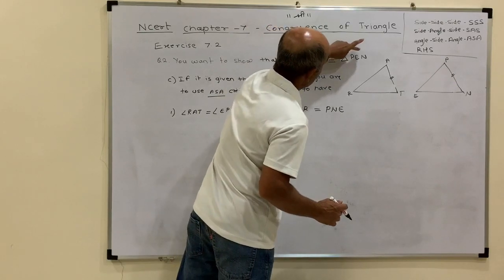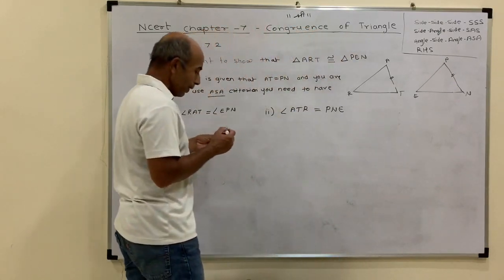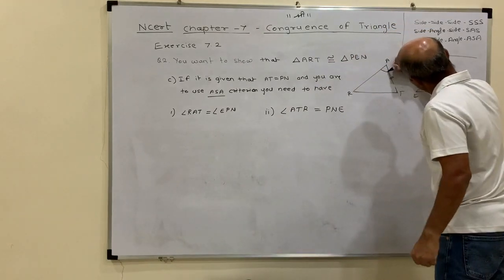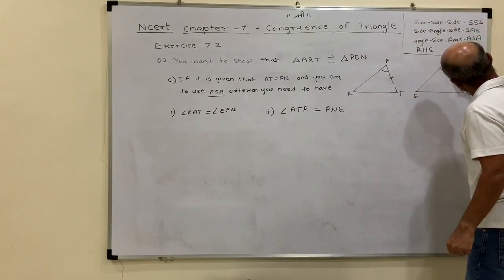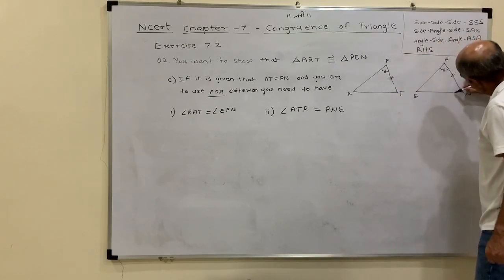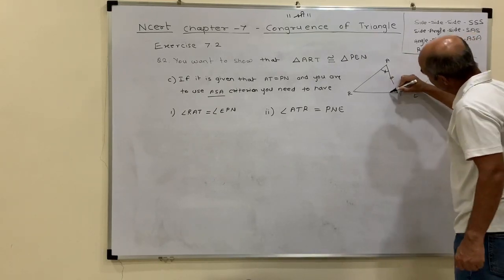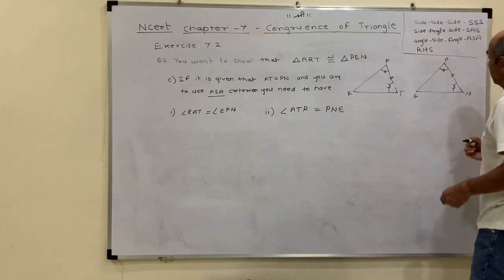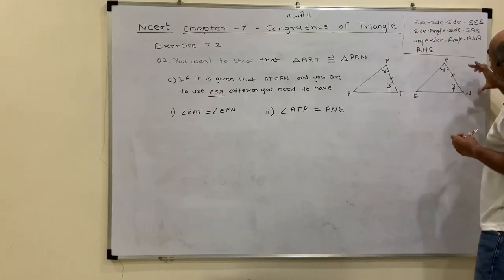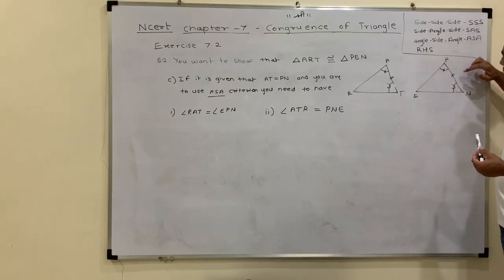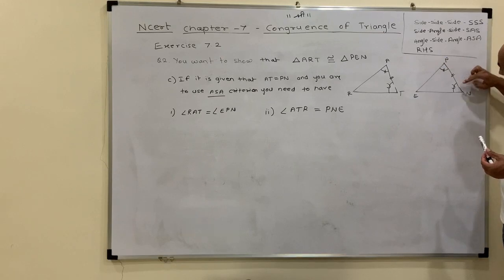ATR, PNE. So once we have that, this angle here and this angle here are equal, and this angle here and this angle here are also equal. So now we can say two angles and the side in between them, angle side angle, are equal.